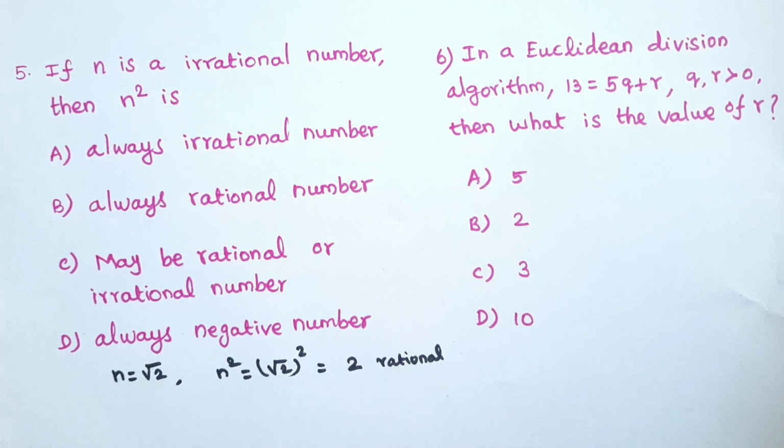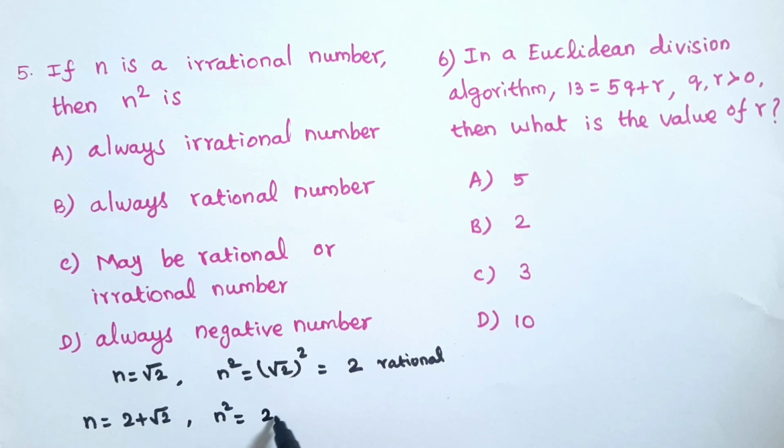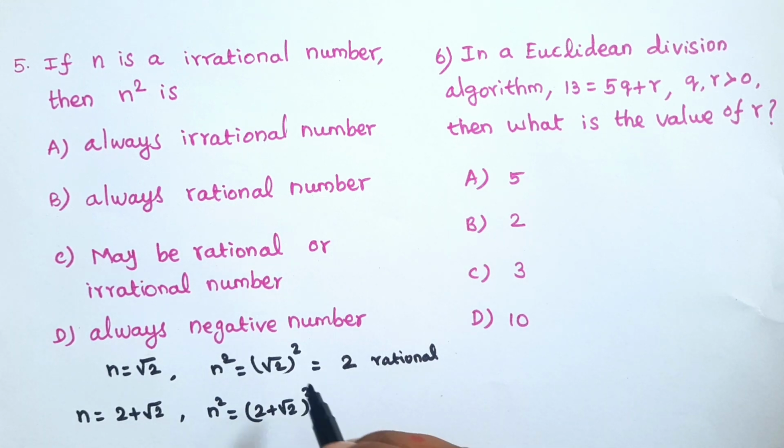In another way, suppose we take n is equal to 2 plus root 2. We get n square is equal to 2 plus root 2 the whole square. Expand this using the a plus b the whole square formula. We get 2 square 4, root 2 square 2, plus 2ab, 2 into 2 into root 2, 4 root 2. Finally we get 6 plus 4 root 2, which is an irrational number.